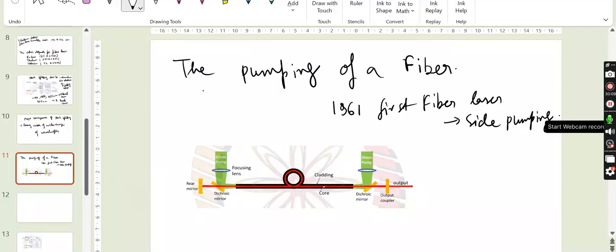But the difficulty of coupling the divergent light emitted by a conventional source through the minuscule end of the fiber is responsible for putting any serious research on fiber lasers on hold between 1960 and 1970, for almost a decade.